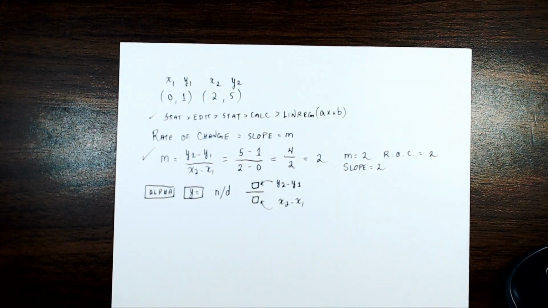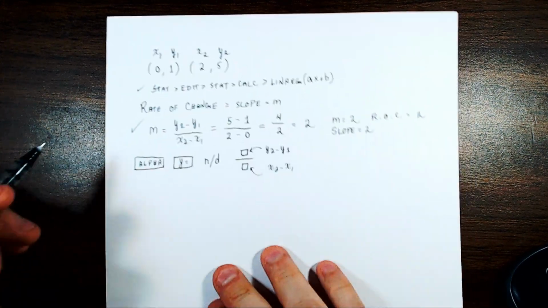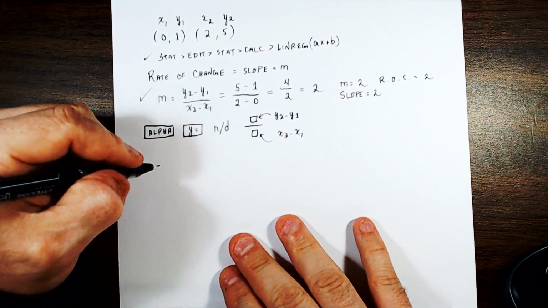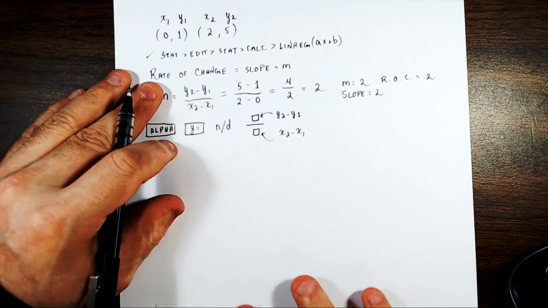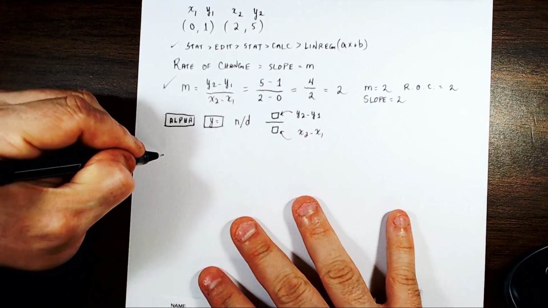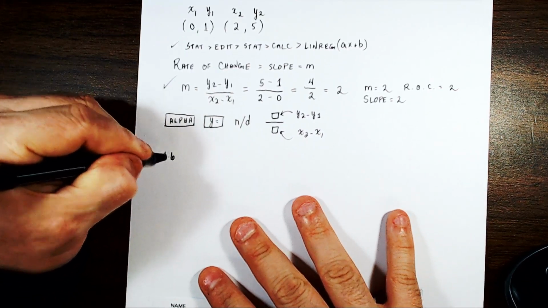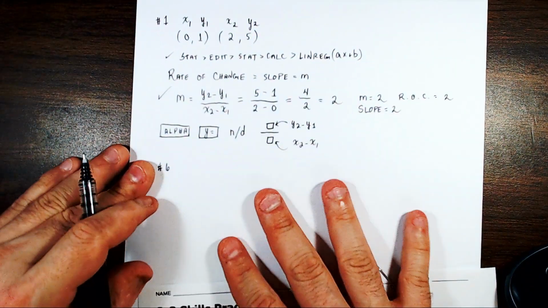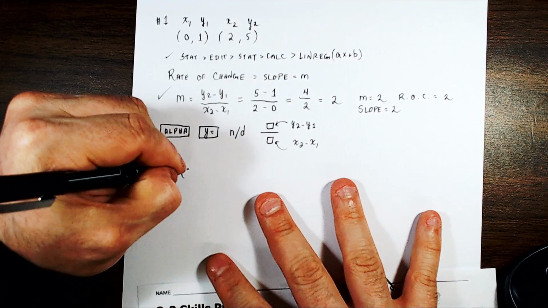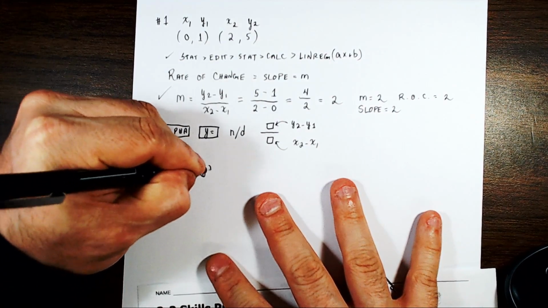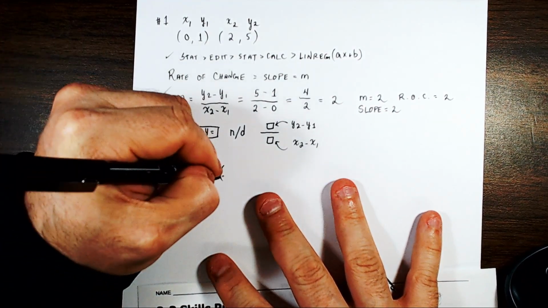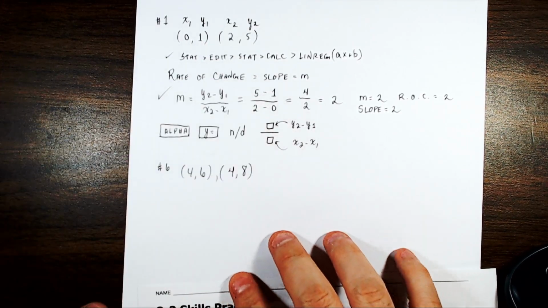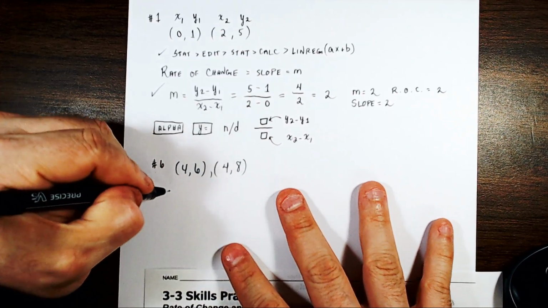When we see values like this, let's take number 6. By the way, this was number 1, if we're keeping track. This is number 6. You have 4, 6 for your first coordinate pair, and then 4, 8 for your second coordinate pair. Now let's plug it into our formula.